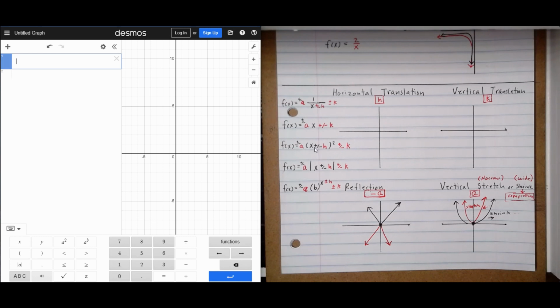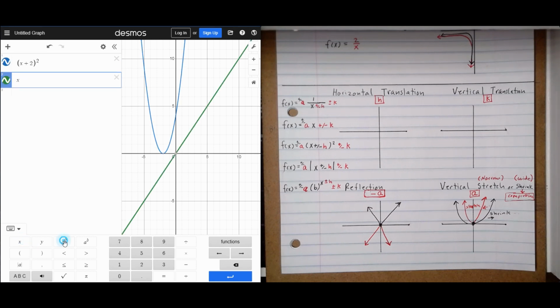Let's start with the quadratic. Again, I think that one's something you're familiar with. It's easy to tell what's happening. So what I'm going to do is, notice I got x plus or minus h. So let's start by putting a parenthesis, put an x, and let's start with adding to it. So I'm going to say x plus 2. And I'm going to close it, and I'm going to square it. So we can see what happened here. Now, remember, our parent function was just x squared. So the green one is the original, and the blue one is the new one.